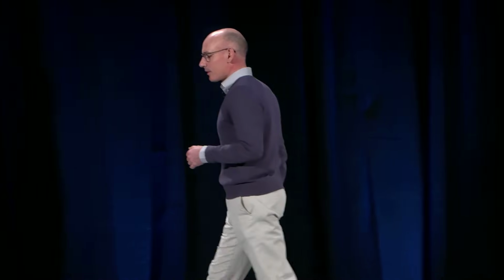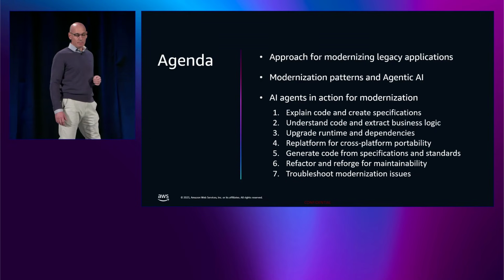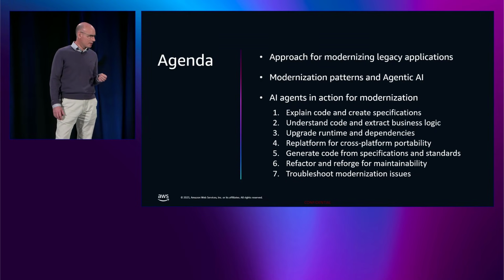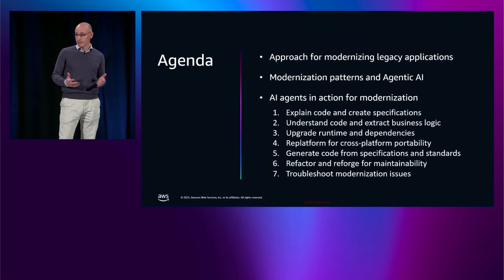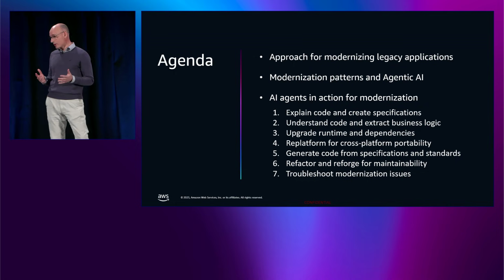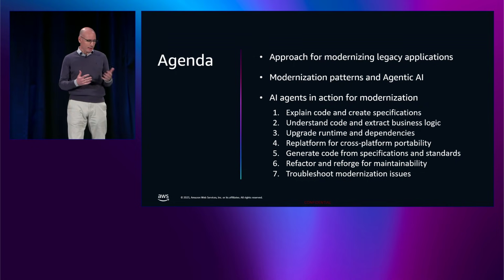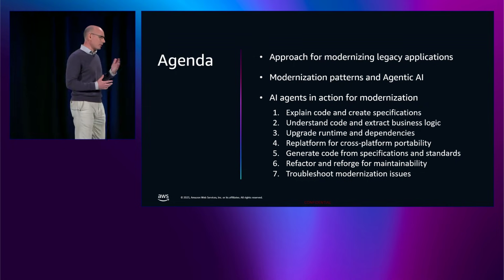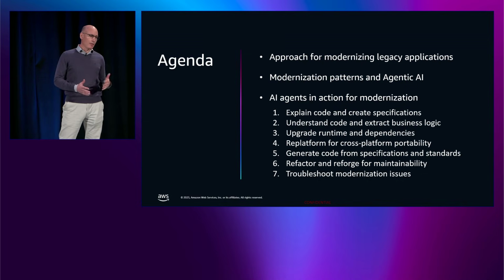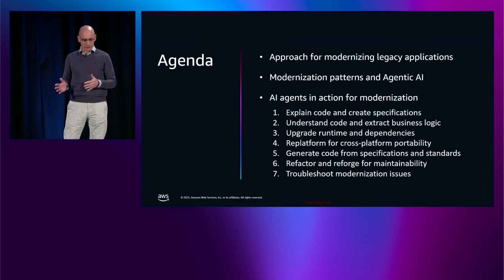So let's go together through the agenda for today. We want to start with describing the approach for modernizing legacy applications. Then we'll show you some patterns and how AI agents can help. And then we're very excited. We've packaged 7 demonstrations for you to really show this all in action. We'll show you modernization activities using AI from reverse engineering to forward engineering. So let's jump right in, and I'll hand over to you, Matt.